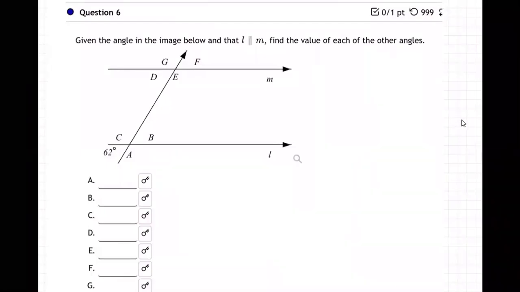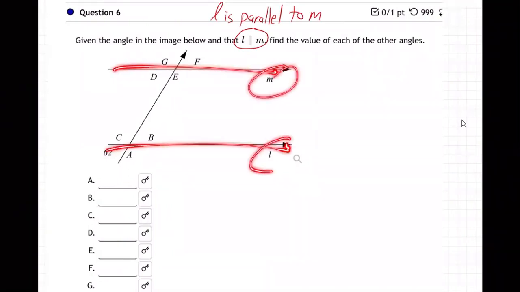Okay, so this one's a different situation now. Here we have, notice what it says up here. This is kind of important. That means that L is parallel to M. L and M, which means this line and this line, are parallel lines.